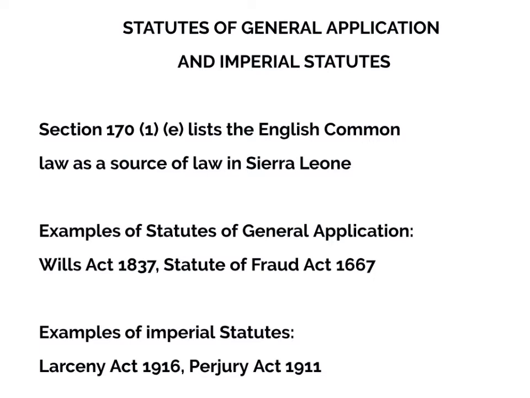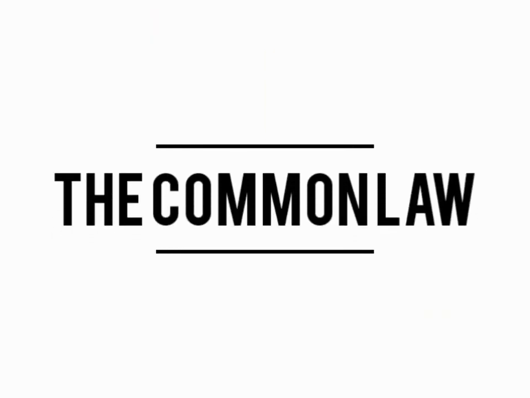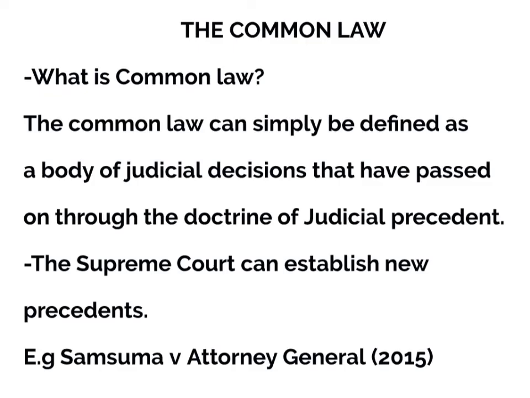What is common law? The common law can simply be defined as a body of judicial decisions that have passed on through the doctrine of judicial precedent. This process depends on the hierarchy of the courts and operates in such a way that generally a court is bound by the ratio or rule of law implicit in the decision of a court above it in the hierarchy, and usually by a court of equal standing in the hierarchy.